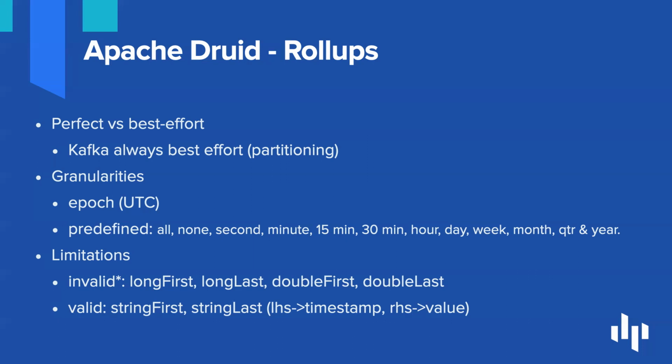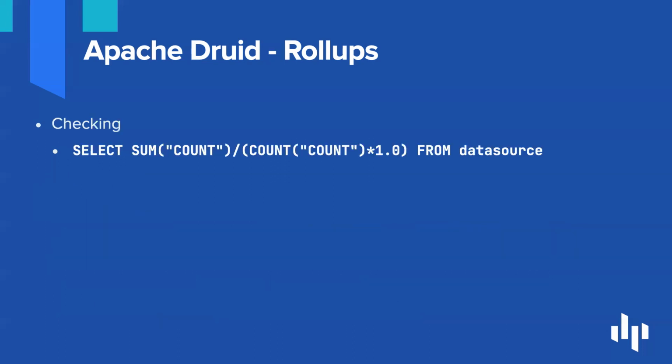So back when I was showing first and last offset of ksql, I couldn't do that in Druid if those were numeric, but I actually could do something similar to that if they were strings.